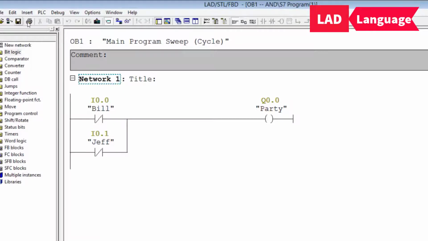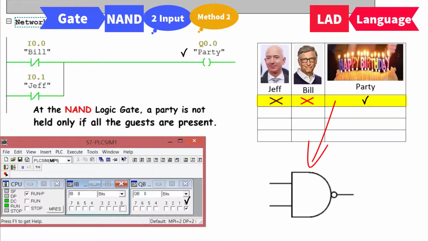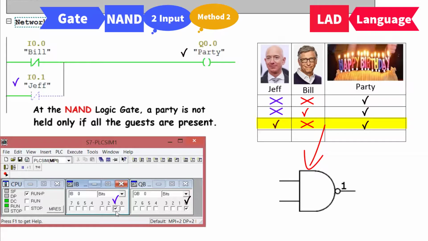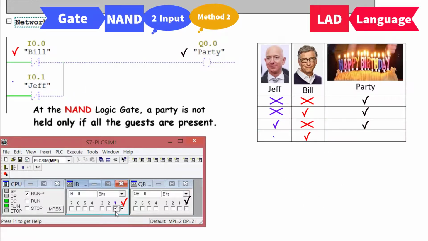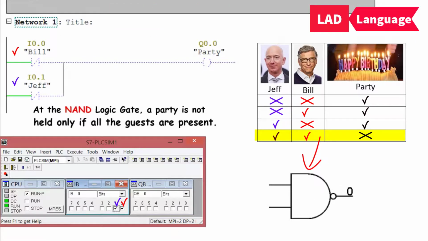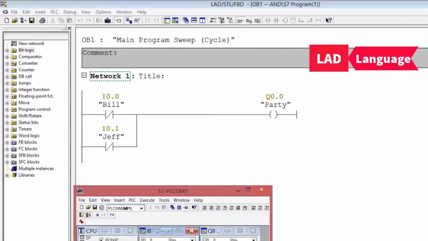After saving, downloading and monitoring the program, you will see that the party will not be held only if all the guests are present. It behaves exactly the opposite of the AND gate. That's why it's called the NAND gate. The important thing is not to be deceived by the appearance of this program. Do not think that because it looks like an OR gate, it should be an OR. No, not at all. But because its truth table is exactly like NAND, it is NAND.